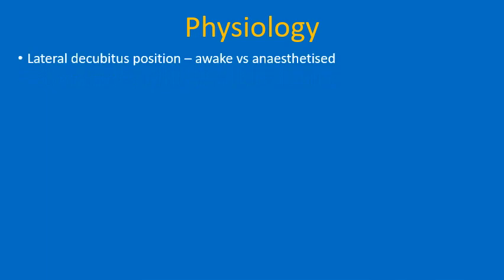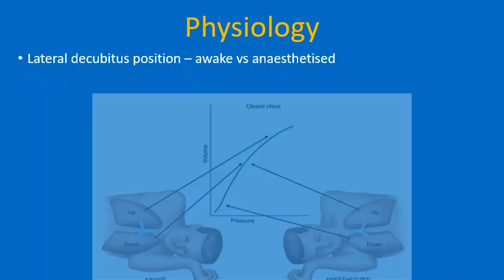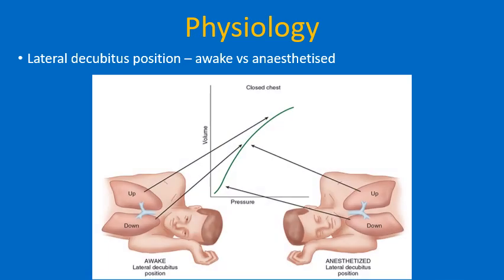Now coming to lateral decubitus position in an awake versus anesthetized patient. As I told previously, in an awake patient, ventilation is better in the dependent lung and perfusion is also better in the dependent lung. That is how ventilation and perfusion are matched.